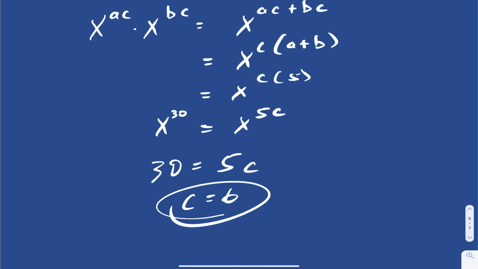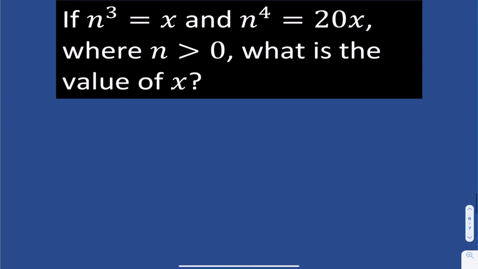All right, let's try another. So for this one here, we have n cubed equals x, and n to the power of 4 equals 20x. Find the value of x. So for this question, I want to find the value of x. How do we handle this? Well, what do I know?